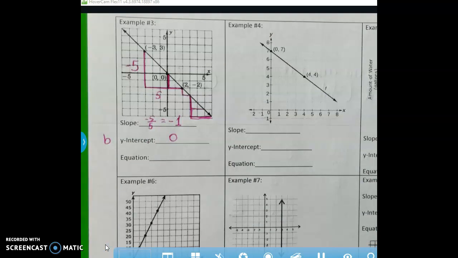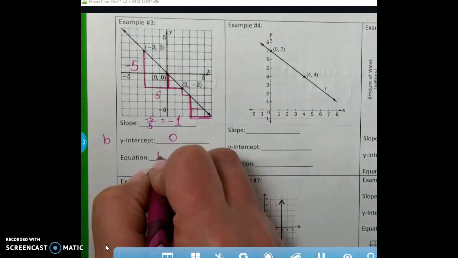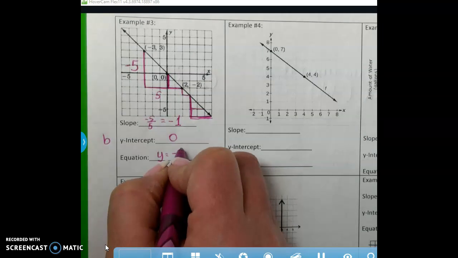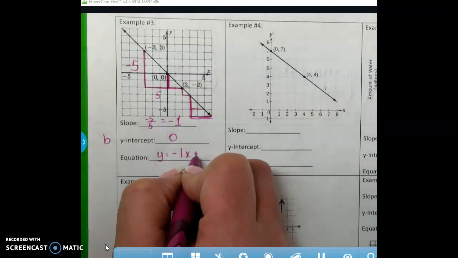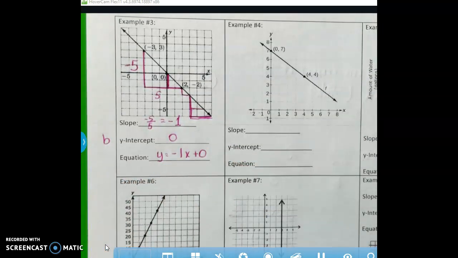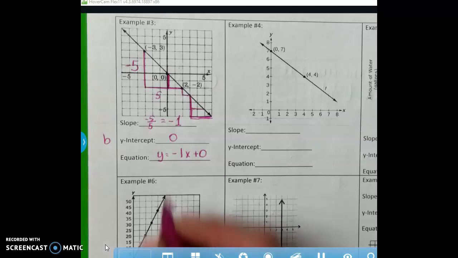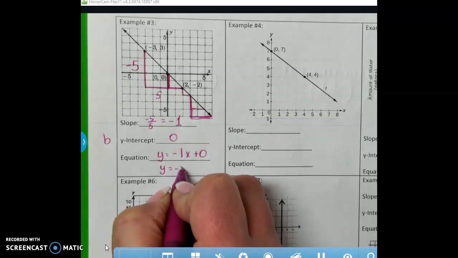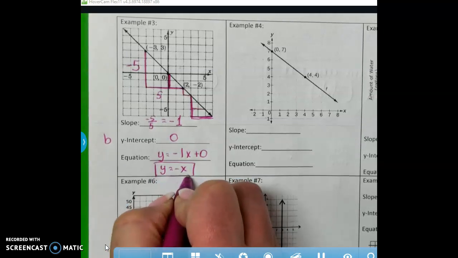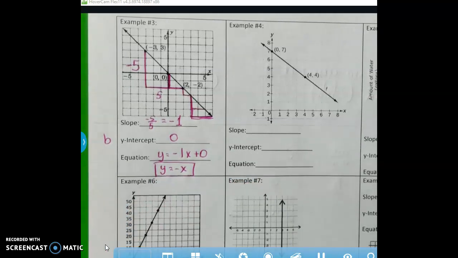So all of those ratios would be the same. So I am going to write the equation in full format first. So we have negative 1x plus 0. That simplifies to super... I don't want to say simple, but we saw this yesterday. We saw this equation yesterday in our notes, and this is how it happened. This is a great example.